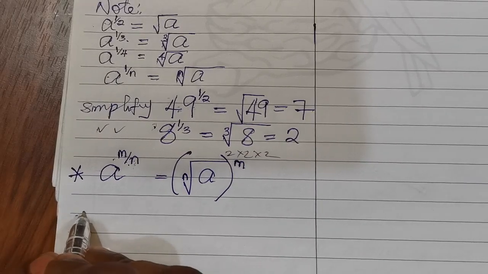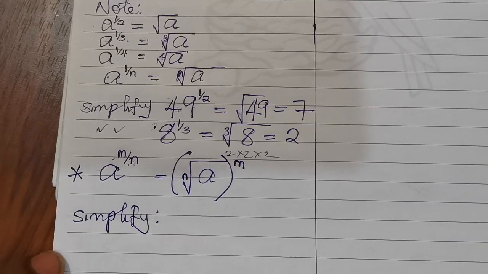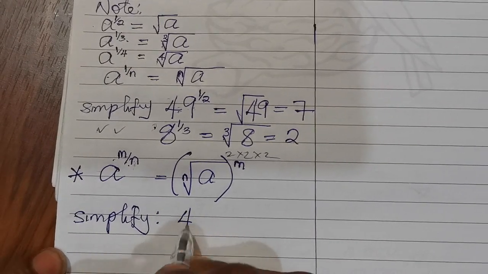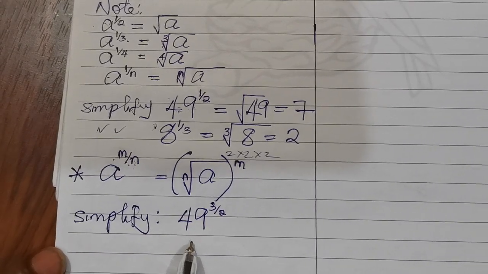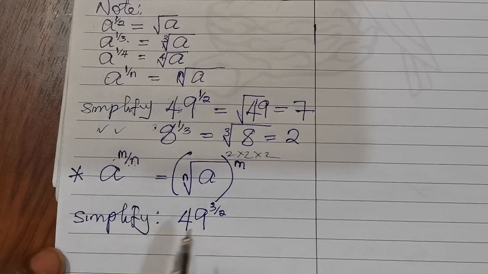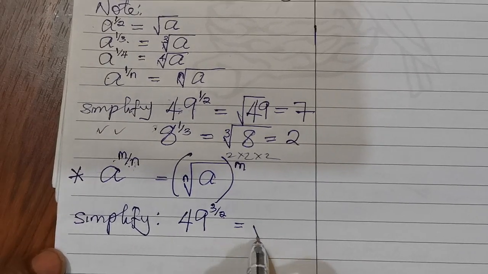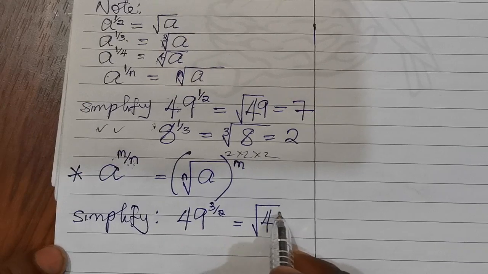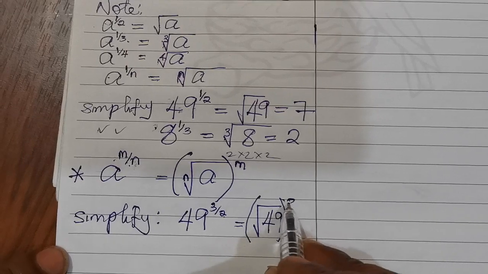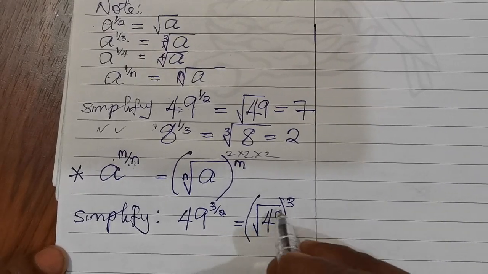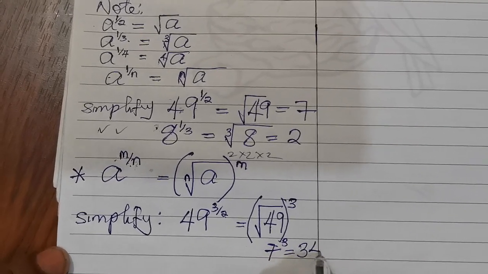Example, maybe asked to simplify or solve something like 49 raised to the power 3 over 2. If you have to find this, know that the denominator is root. So since it's 2, I will find the square root of 49. Numerator is power, so I will find the power of all. You see that? So this simply gives us the square root of 49, which is 7, and 7 raised to the power 3 gives us 343.